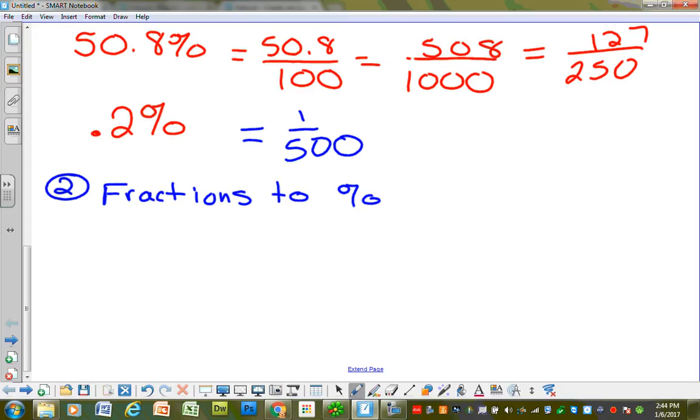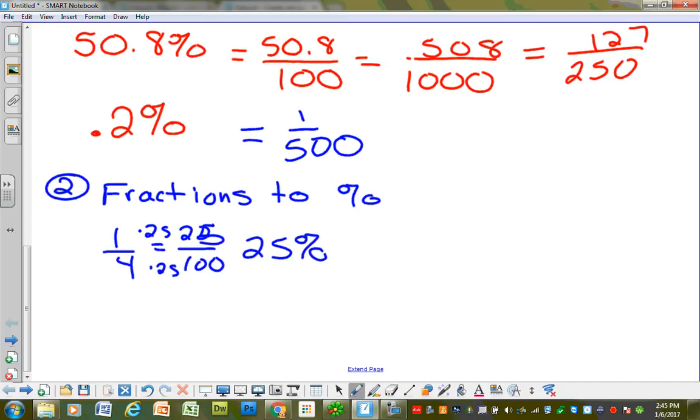Fractions to percents. This is pretty simple. If it's a really easy one, say for instance 1/4, you might even know what that is. Do you know what that is? 25%. If you don't know that, remember our key number that always goes with percents? 100, so we can put equals something over 100. I know 4 times 25 is 100. 1 times 25 is 25. So it's 25%.